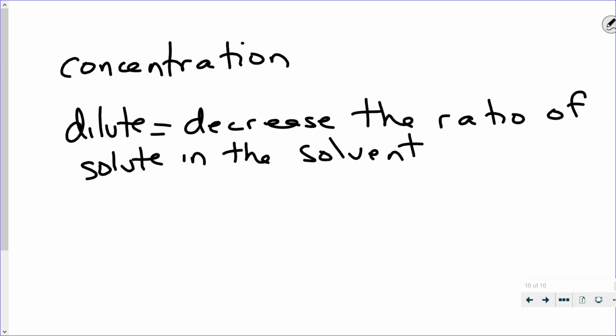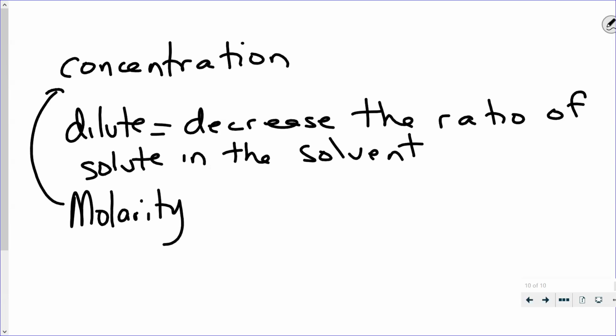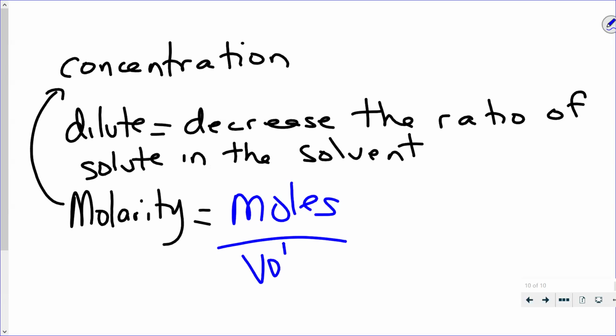Now we also mentioned the word molarity, because we measure concentration in chemistry with molarity. Molarity has a formula to it. Molarity equals moles over volume. Volume is in liters. You're not responsible for this calculation in unit 3, but you will be responsible for this calculation in unit 4.